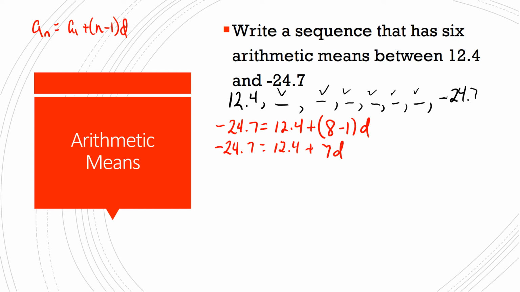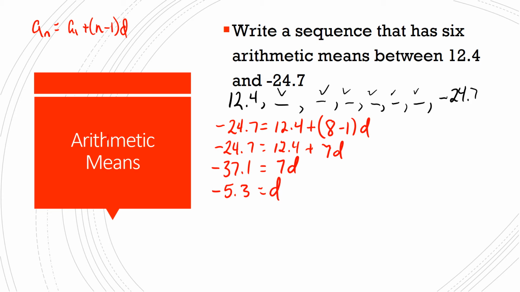So we're going to solve for D. I'm going to subtract 12.4 from both sides of this equation. And when I do, I'm going to get negative 37.1 equals 7D. We're going to divide both sides by 7, and we're going to find our common difference is negative 5.3 equals D.